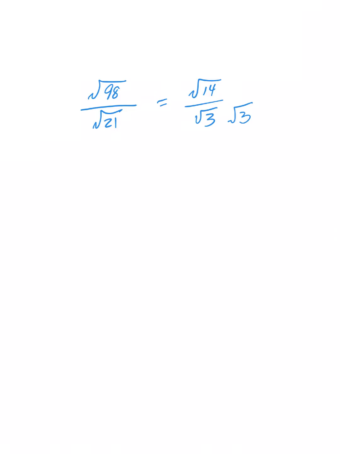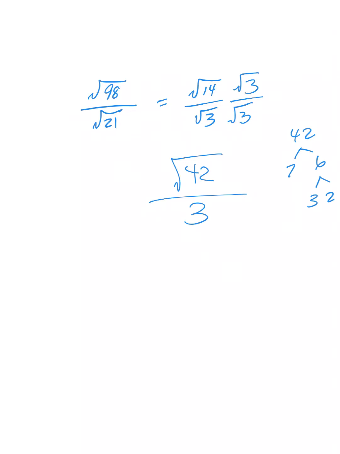So I multiply by root 3 over root 3, and I get root 42. Is that root 42? That's 14 times 3? 3 times 14, yeah, 42, over 3. Okay? And root 42 does not simplify because 42 is going to be 7 times 6, and 3 times 2. So there's no pairs to take out. So that would be my final answer.